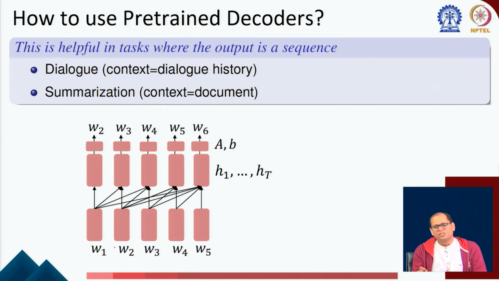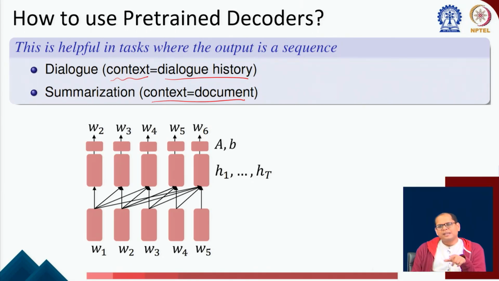Now, how do we use the pre-trained decoders, right? If your output is a sequence, it becomes a very standard choice. For example, with dialogue, there may be some context, some previous utterances between two users or a system and a user that have happened. That is your dialogue history, and then you want to generate the next dialogue. Or summarization, where you have a document as the context and you want to summarize it.